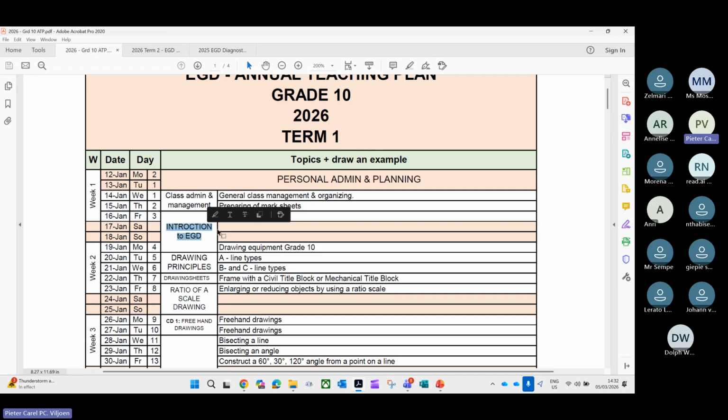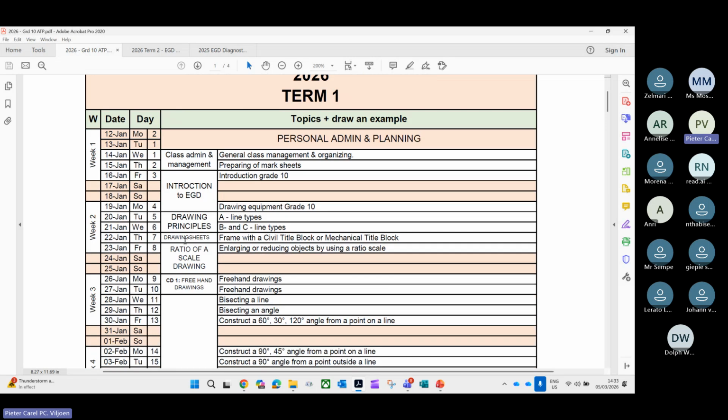Introduction to EGD, that is basically job opportunities and those types of things that you can have with the subject itself. There are also a lot of PowerPoint slides on the web and on the teacher's Google platform indicating all of that. And then also the drawing equipment, and then the line types, type B, type C line types, and also, of course, the more important type A line types. And then also civil title blocks and mechanical title blocks.